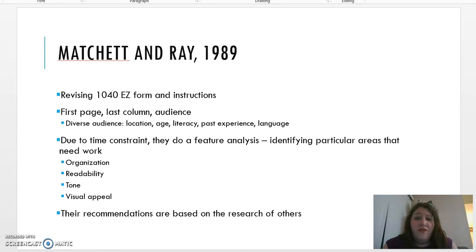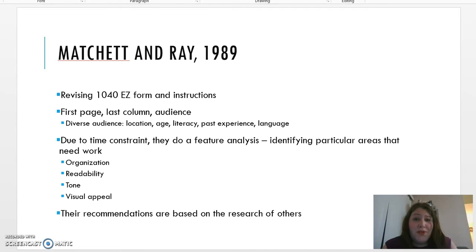It's varied by geographic region, it varies by age, it varies by literacy level, it varies by experience with the English language, it varies by past experience. Maybe you've done this form every year of your life for the past 15 years, or maybe you have to do it for the first time. So there's a really wide audience for this one.